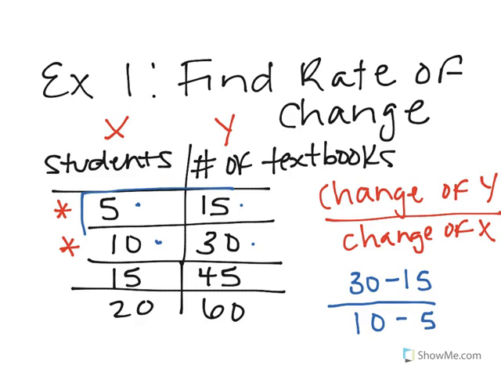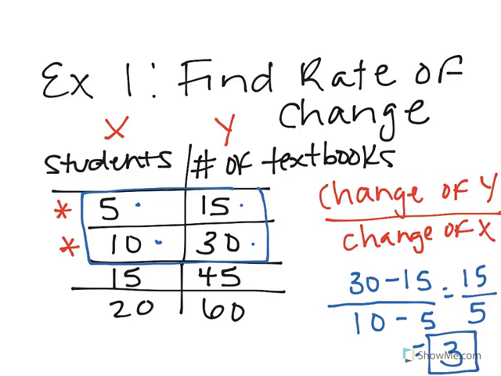Notice I'm just looking at these points right here. So I'm going 30 minus 15 all over 10 minus 5. Then I'm going to do the subtraction. 30 minus 15 is 15, and then 10 minus 5 is 5. And then 15 divided by, remember that fraction bar means divided by, 15 divided by 5 equals 3. So my rate of change in this problem is 3.